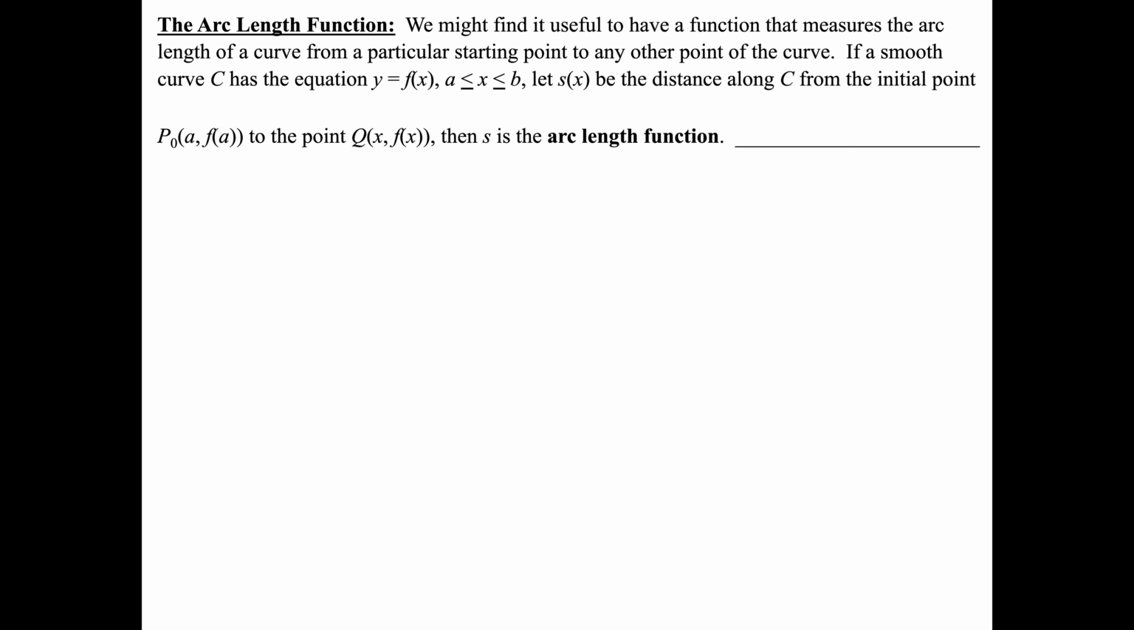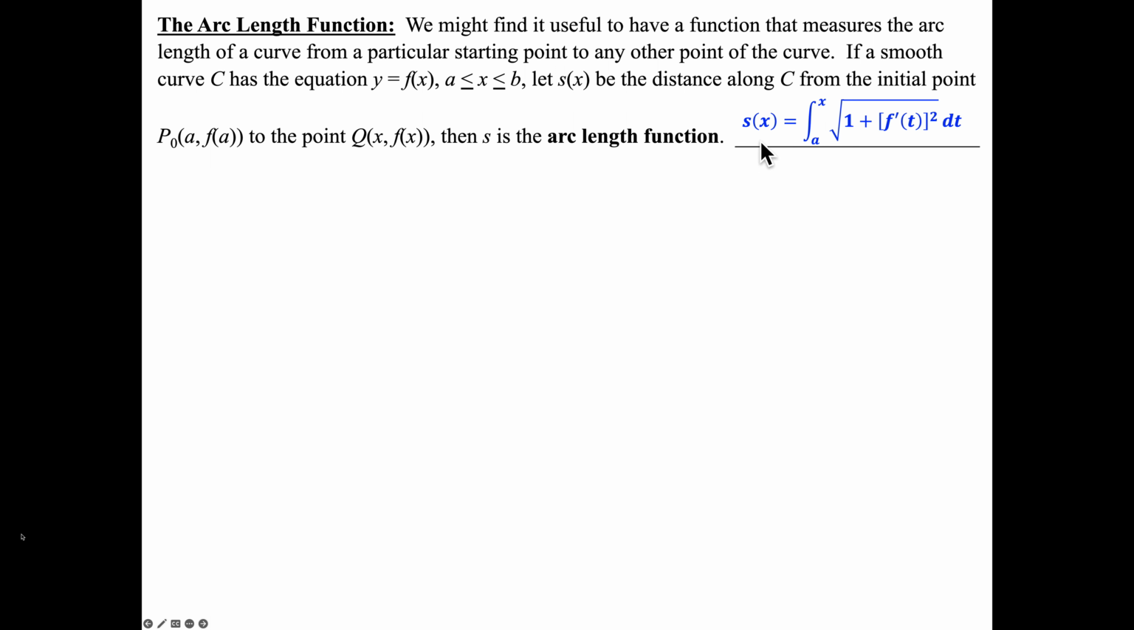If a smooth curve C has the equation y equals f of x, and you have a is less than or equal to x is less than or equal to b, let the function s of x, usually lowercase s like this, represent arc length, the distance along curve C from the initial point P sub 0, a comma f of a, to the point Q at x comma f of x. Then s is the arc length function. So this x, again, is somewhere between a and b.